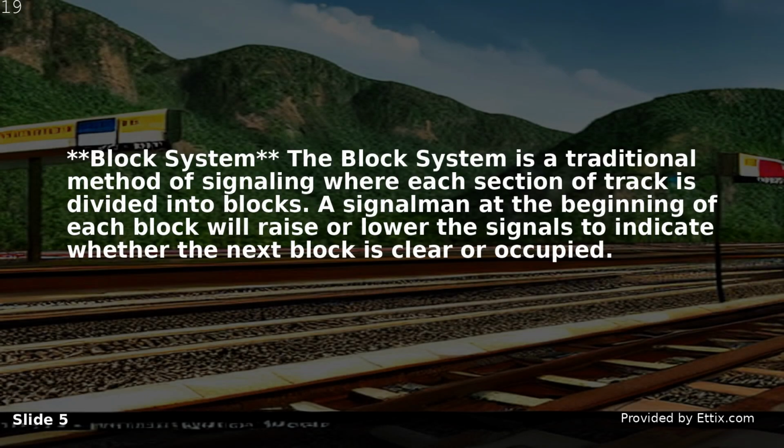Block system. The block system is a traditional method of signaling where each section of track is divided into blocks. A signalman at the beginning of each block will raise or lower the signals to indicate whether the next block is clear or occupied.